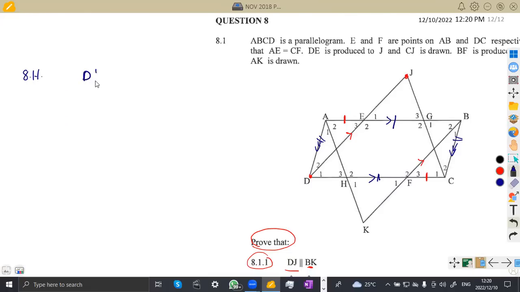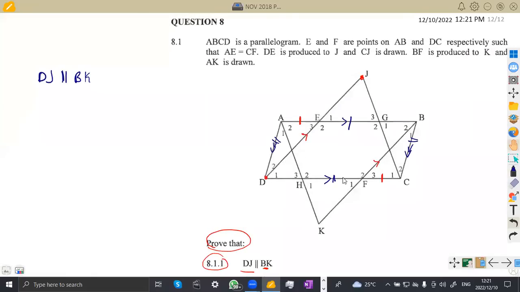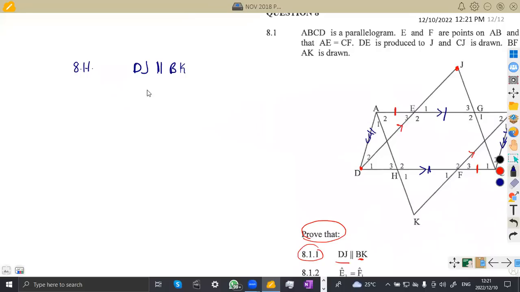Okay, so this is DJ is parallel to BK. So it's not like this method, you know, direct, guys. You play around with the diagram until you get to the answer. All right. So AB and DC, we say these two are equal, AB and BC.